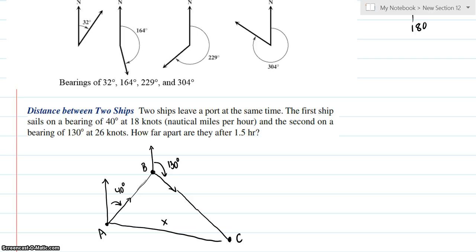Okay, so what do we have here? I know these are both north. Those are both due north. Let me write down north there. I never did that. So they have to be parallel.